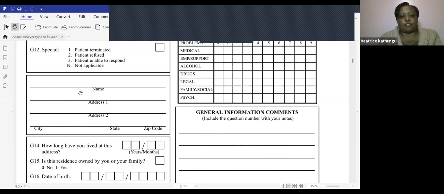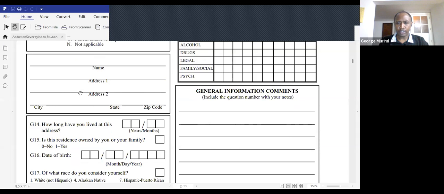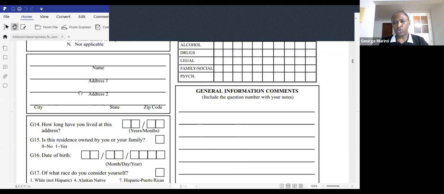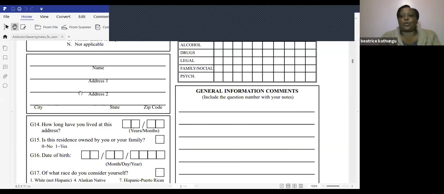Then we go to G14. So here I'm going to ask George a question. Kindly mute yourself, Kennedy, thank you. So George, how long have you lived at this address that you have just given me? So 3 years now. Is it exactly 3 years or is it 3 years with some months? It's 2 years, 3 months. 2 years and 3 months. Okay, so participants, what are we going to fill under G14?